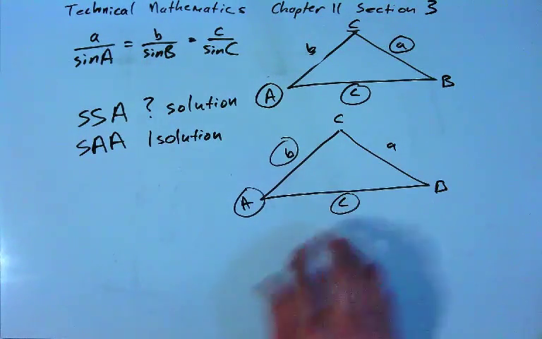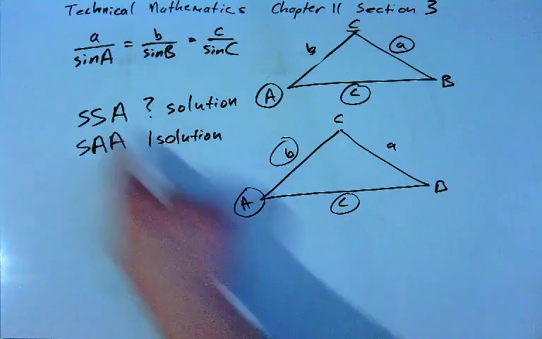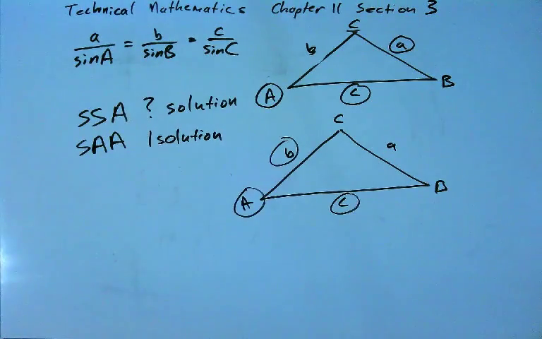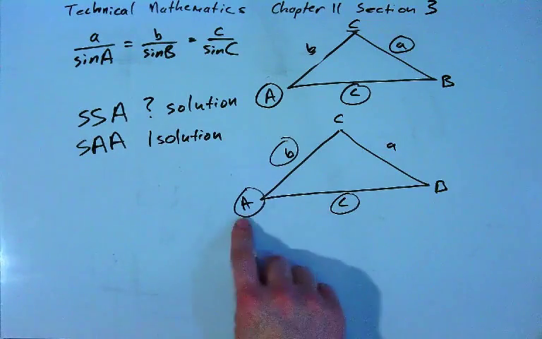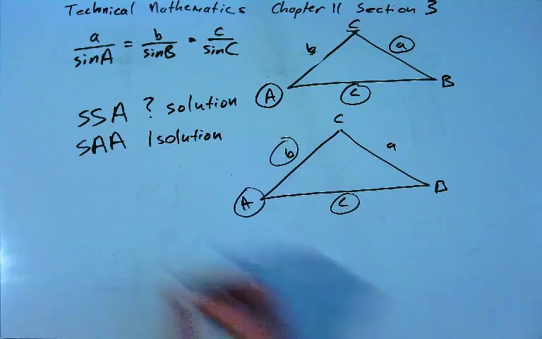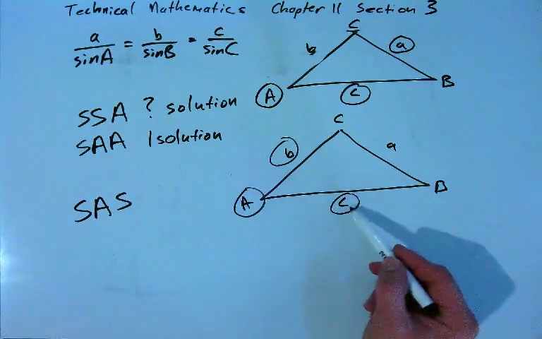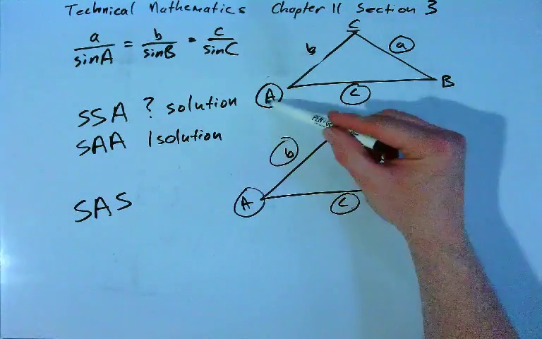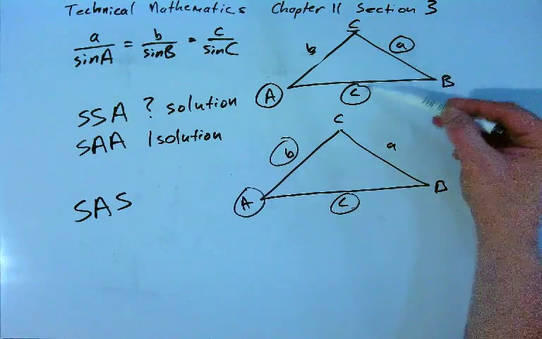I have three pieces of information. I should still be able to solve for this triangle. There's only one possible solution, but I can't use the law of sines. Any form of the law of sines that I try to use with this information, with two sides and an included angle, is going to leave me with two unknowns in the formula. And so we call that SAS, where we know a side, an angle, and a side, and that angle is the angle in between the two known sides. Right here, the angle is not the angle in between the two known sides. B is the angle in between the two known sides.